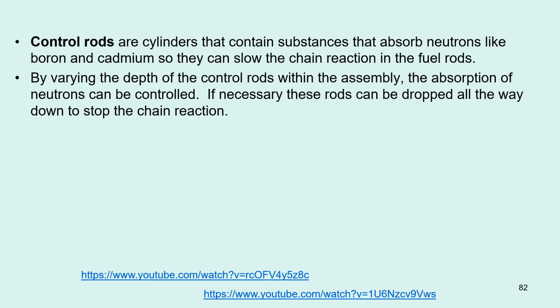So boron and cadmium are substances that don't mind. They can absorb these neutrons and slow the chain reaction. And so by changing the depth of the control rods, you can control how many neutrons are absorbed, and therefore you can control the chain reaction. If you drop them all the way down, they will stop the chain reaction.